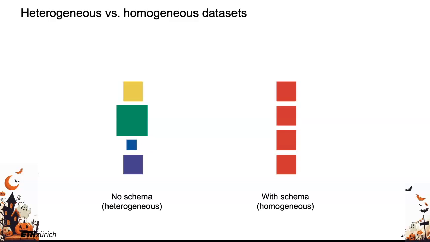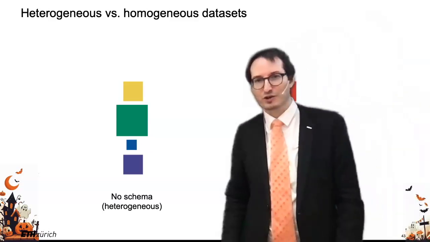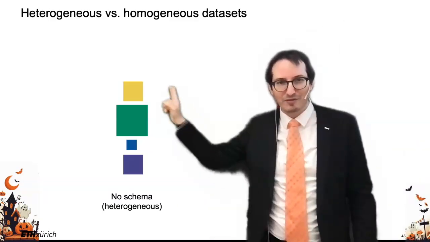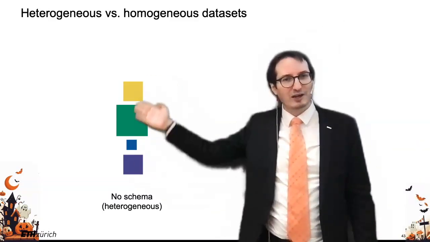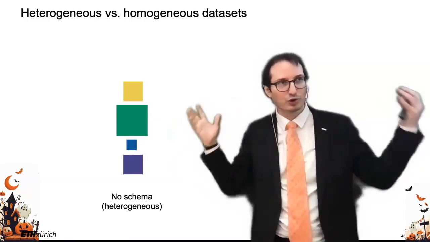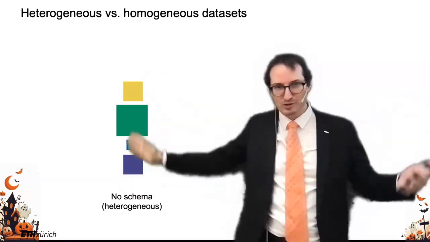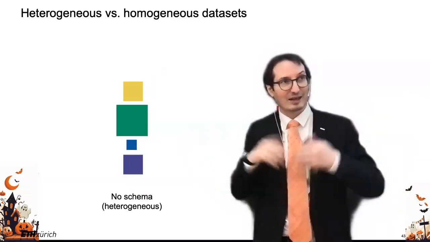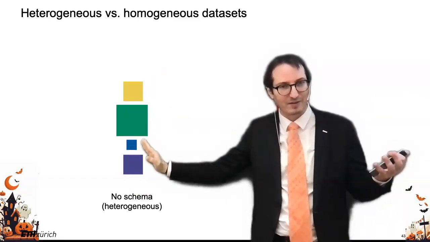That means that if you don't have any validation, your collection of JSON documents could be very heterogeneous. It could be even a huge mess, right? You could have all kinds of documents that don't even look alike, and that's totally fine. You can absolutely have that.